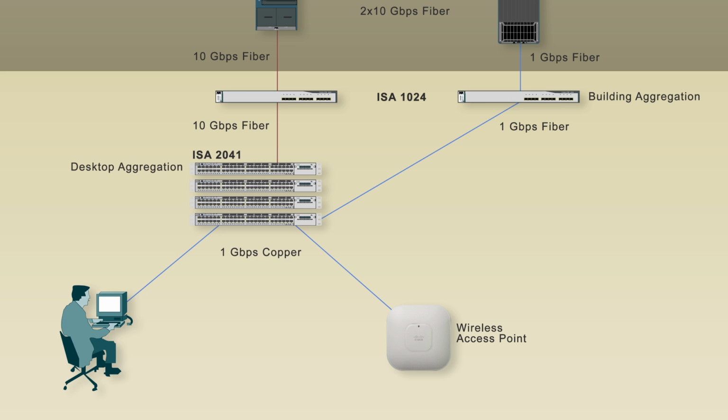Looking at our simplified network diagram, you can see that the top and bottom switches in this stack have fiber optic connections going to different building aggregation switches. Typically, we design the primary uplink to run at 10 gigabits per second and the secondary link to run at 1 gigabit per second. This helps reduce cost while still maintaining redundancy.